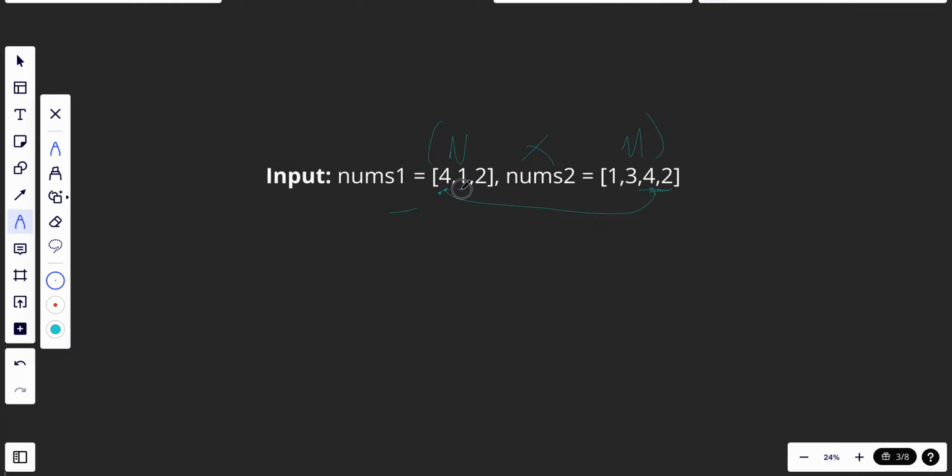So we'll start with 1. Where is 1? There is 1. When we find 1, let's try to find the next bigger value. So this is what I'm thinking about. Let's see how we can solve it.